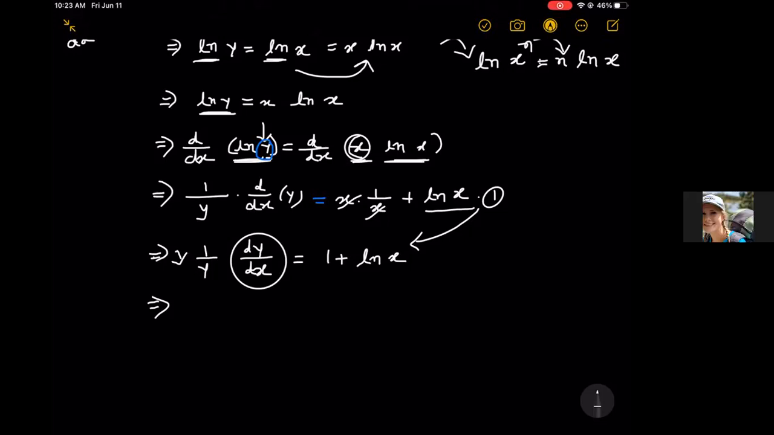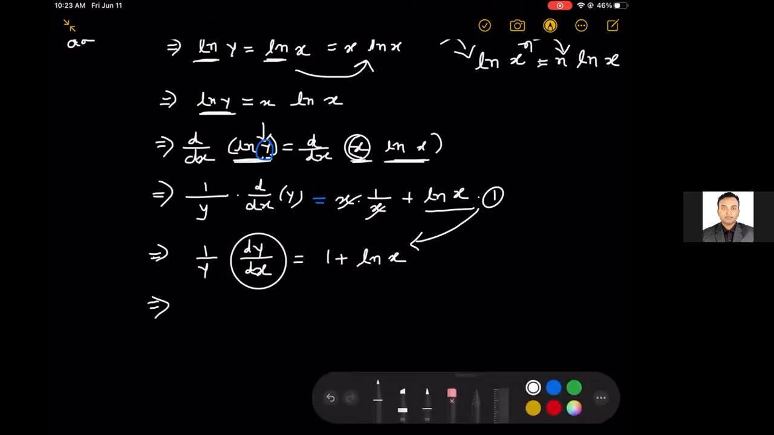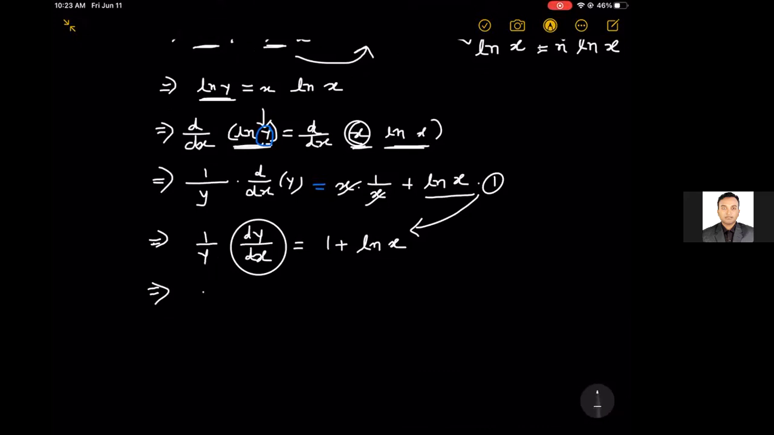Multiply both sides by y over 1. Excellent. Since it's a fraction, if we multiply both sides by y, this will help us get rid of that, right? On our left, that y and 1 over y will get cancelled. We'll have dy dx. And here we'll have y times 1 plus natural log of x. Do you agree?